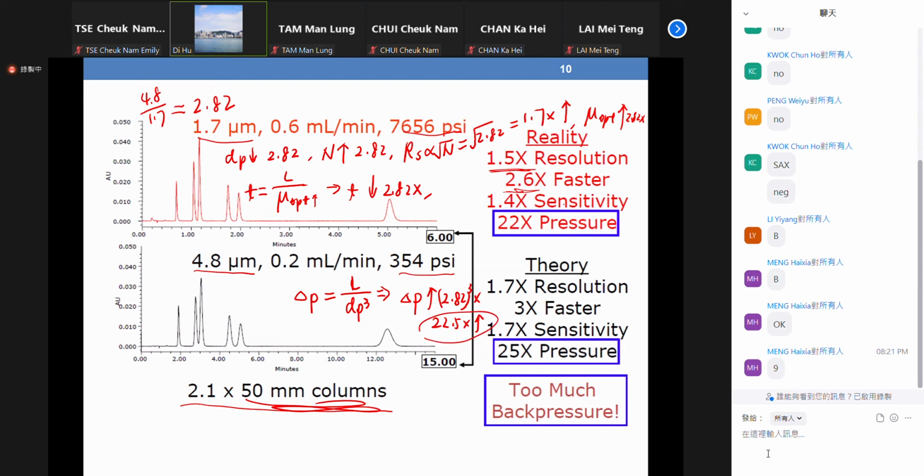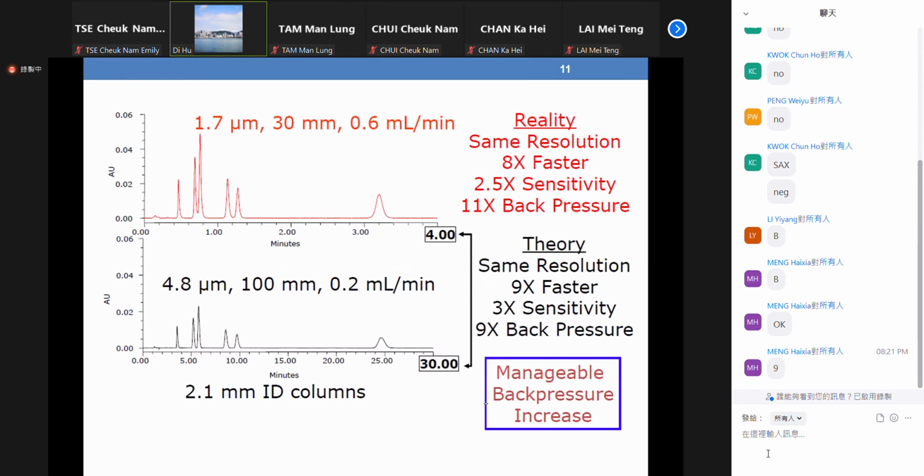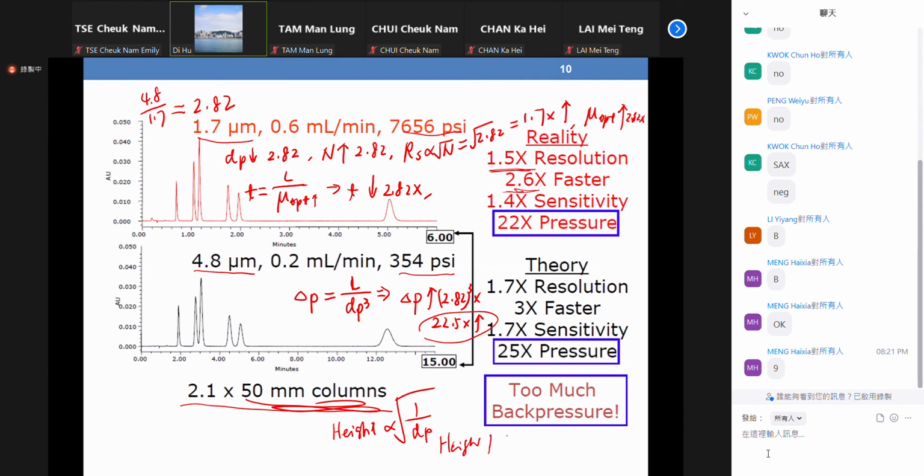And sensitivity, what is sensitivity? Sensitivity is the height, right? Height is proportional to 1 over dp squared, because dp decreased by about 3 times as a square root. So the height is increased by the square root of 2.82. If you calculate that, it will be 1.7. In reality, it's this one. Okay, so that is how that works.